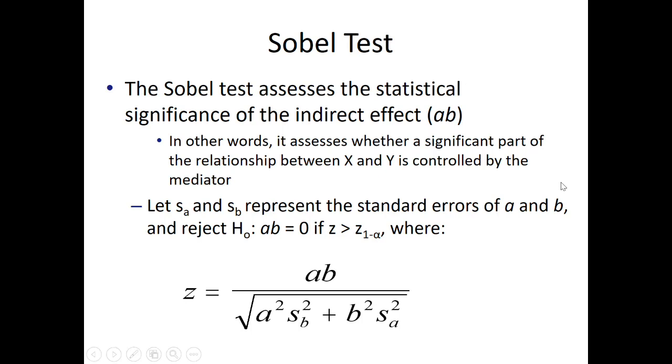Some stats processors will give you a Sobel test. I think you can get it with Amos. That involves using structural equation modeling to do this, or to do mediation. I think you can also get it with Mplus. I know you can get it with R. You can get everything with R.